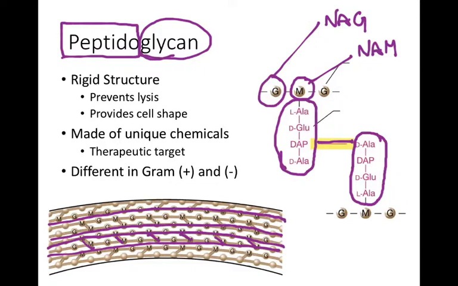It does, in the case of human health, provide a really unique target for antimicrobials and antibiotics because this structure is unique to bacterial cells. And there are some differences in peptidoglycan between gram-positive and gram-negative. In fact, it is one of the main distinguishing factors between these two groups of microorganisms, which we'll talk about in a couple of minutes.